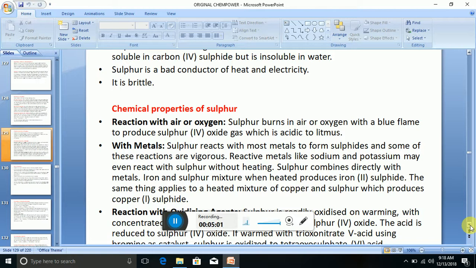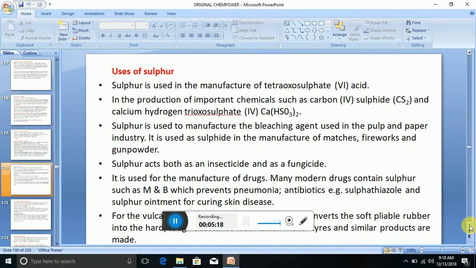An iron and sulfur mixture, when heated, produces iron 2 sulfide. The same thing applies to a heated mixture of copper and sulfur, which produces copper 1 sulfide.